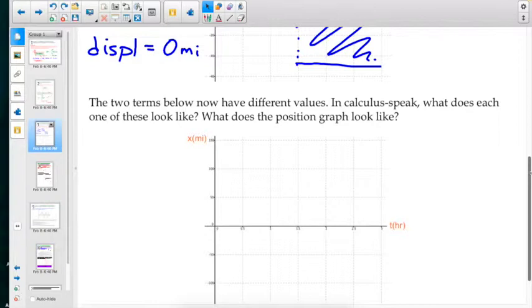So we notice what we're dealing with is a lot of piecewise functions, right? A lot of functions that have sharp corners, cusps, or jumps, gaps. What does that position function look like?